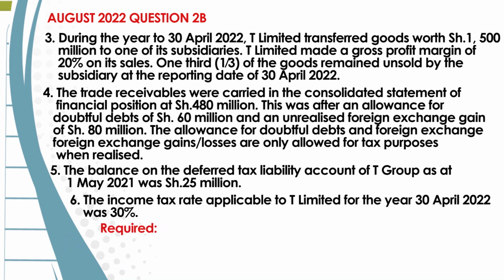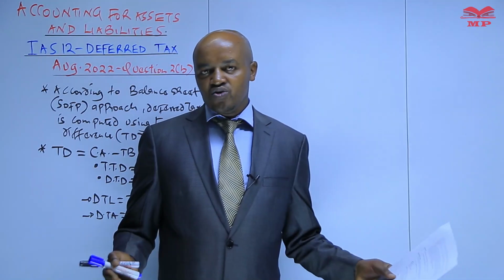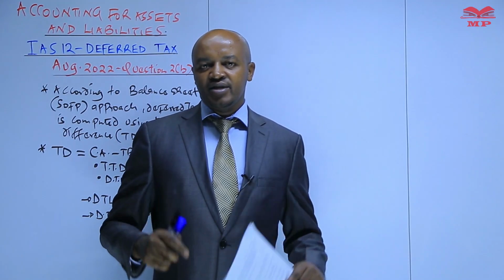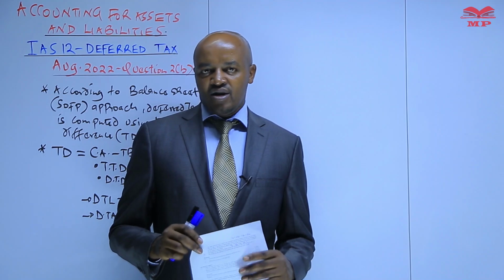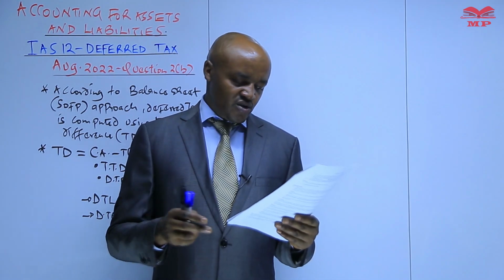So what are we required to do? Roman 1, compute the relevant temporary differences as at 30th April 2022, and Roman 2, prepare a deferred tax account. Basically, this is a question on deferred tax, but as you can see from the information provided, it relates to a group of companies. That's why we are saying that at this level, the questions tested on deferred tax do have the aspect of the group.